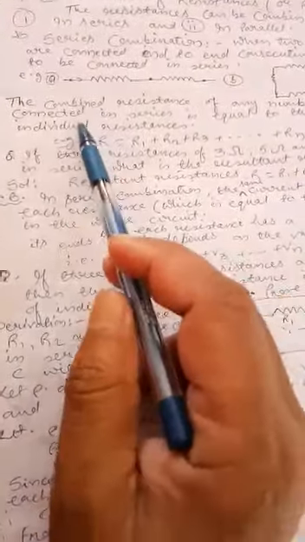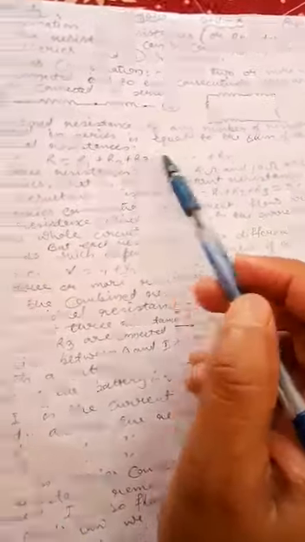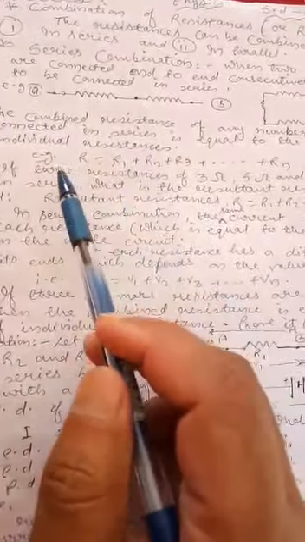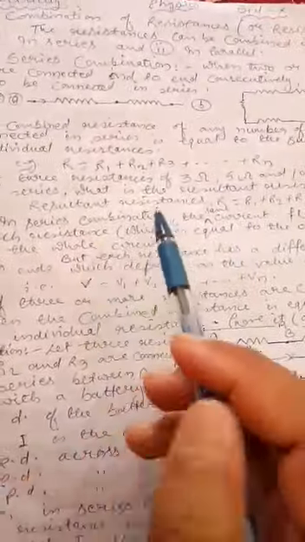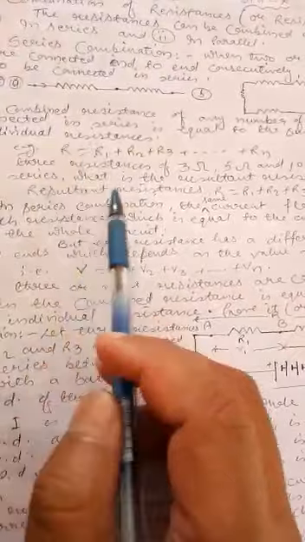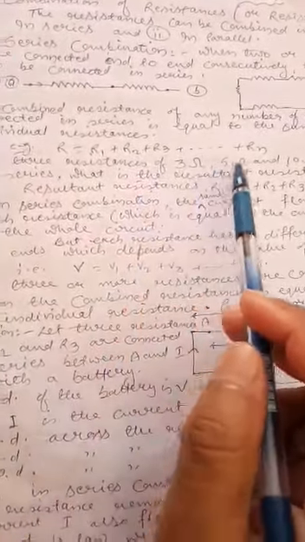So we can say the combined resistance of any number of resistances connected in series is equal to the sum of the individual resistances. For example, if you take resistances R1, R2, R3 up to Rn, then the combined resistance R is equal to R1 plus R2 plus R3 plus up to Rn.